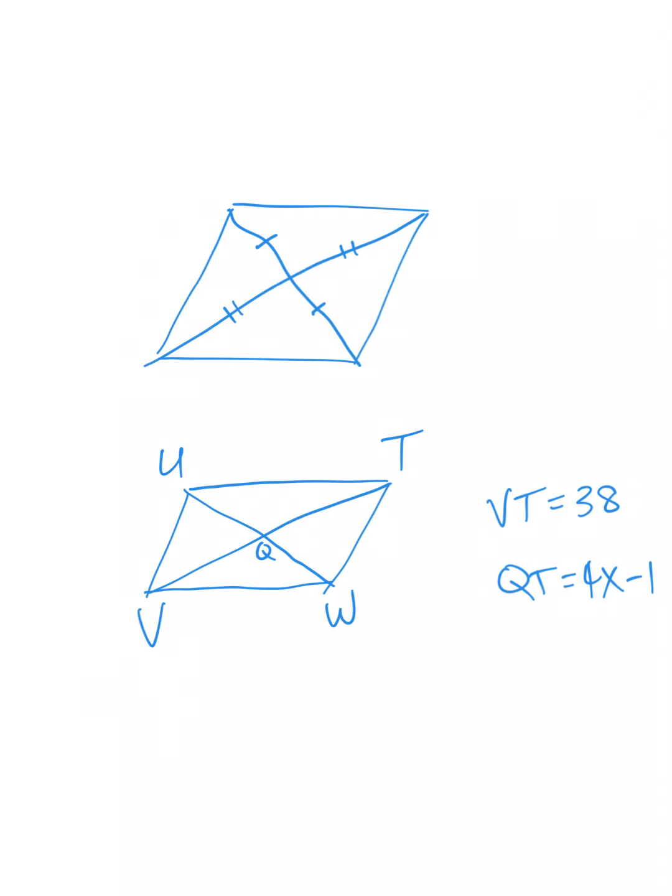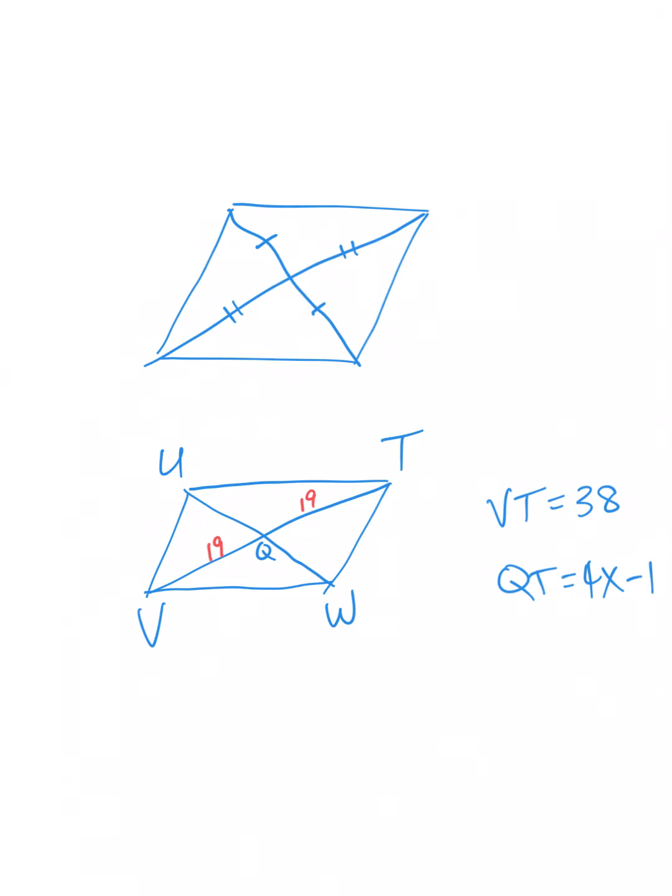What is 38 divided by 2? It's 19. So each one of these is 19 if the diagonals bisect each other. Does everybody understand that if the whole thing is 38, each piece is 19? Then put that information on the picture.